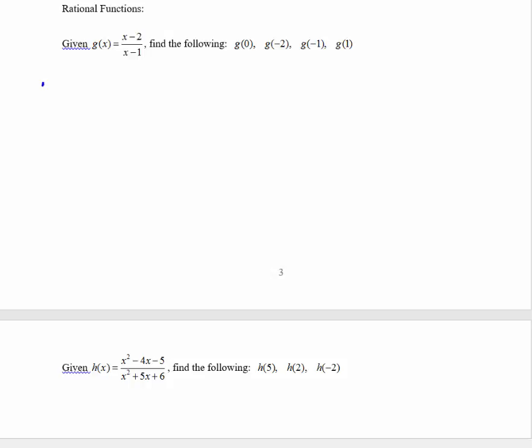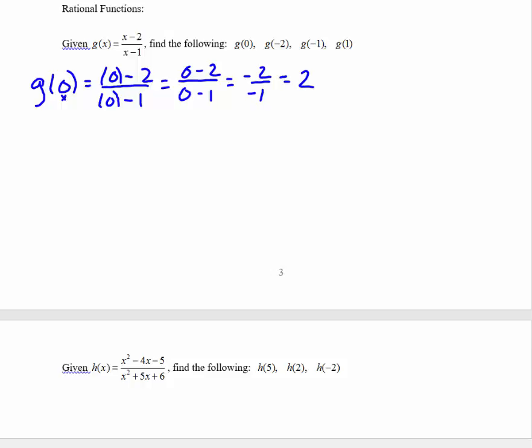Well, that means to find g of 0, we're going to let x be 0. So plugging in x being 0, I get 0 minus 2 all over 0 minus 1. Again, anytime I do a substitution, I use parentheses. Don't really need them in this problem, but it's a good habit to get into. So I get 0 minus 2 over 0 minus 1, which gives me a negative 2 over negative 1. So my answer is 2. So this should say g of 0 equals 2 instead of g of 2 equaling 2. Sorry for that.